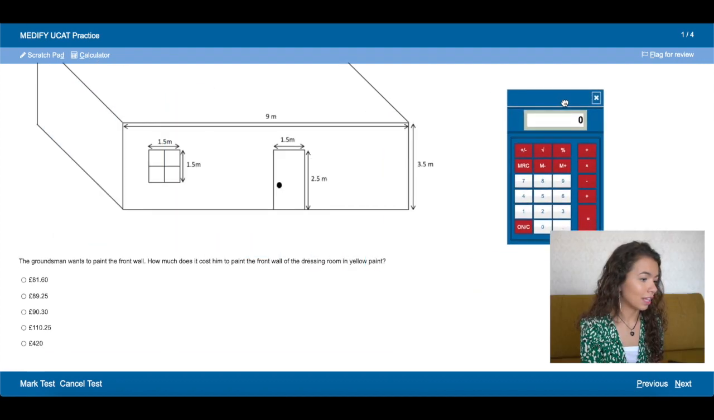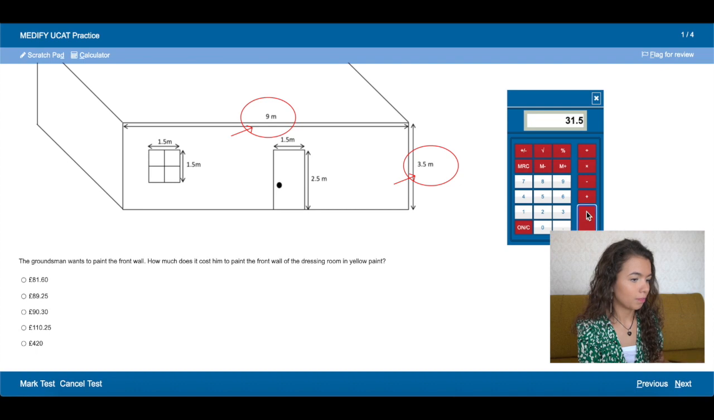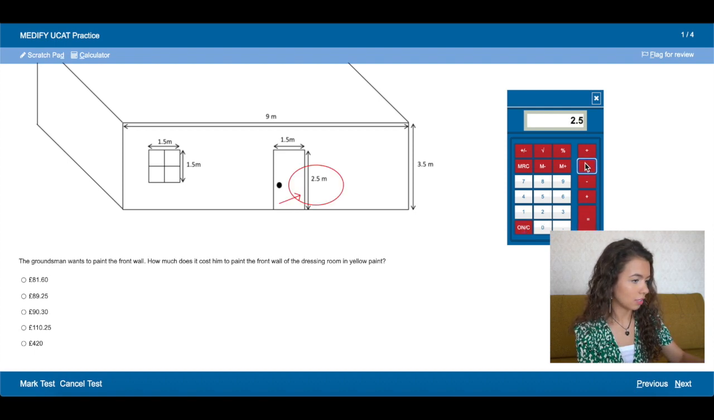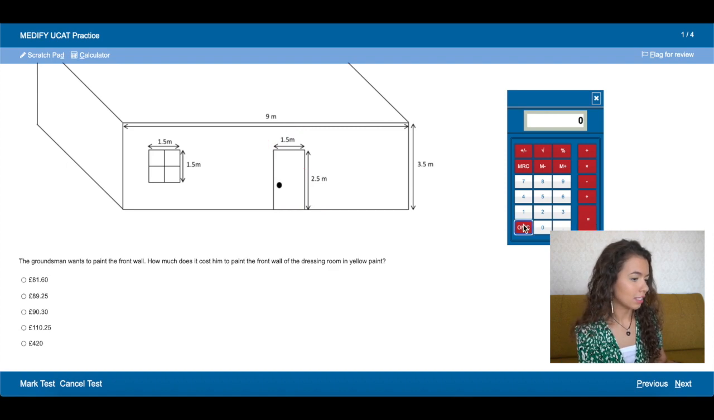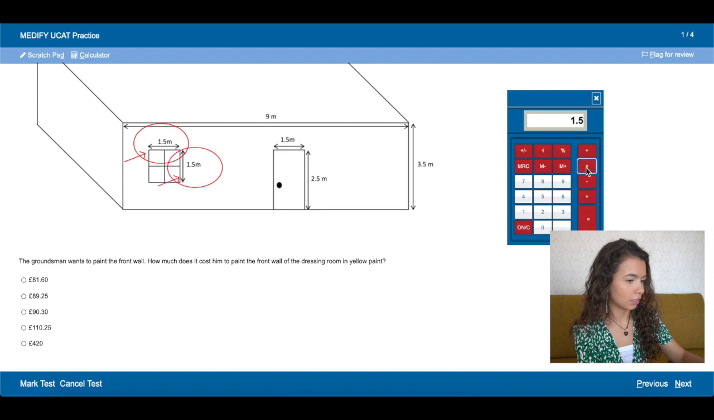So starting with the big rectangle, we've got 9 times 3.5, which is 31.5. The area of the door is 2.5 times 1.5, which is 3.75. And finally the window, which is 1.5 times 1.5, which is 2.25.